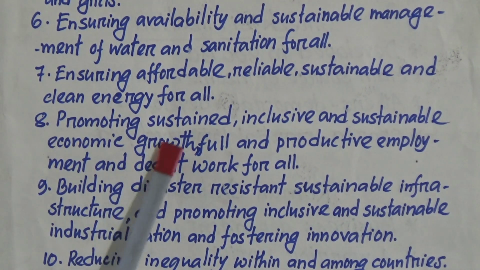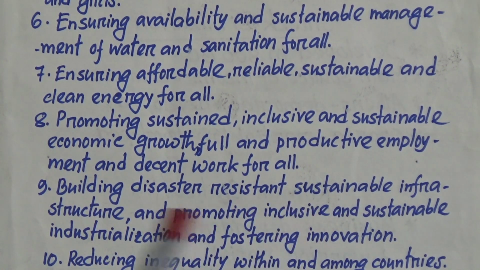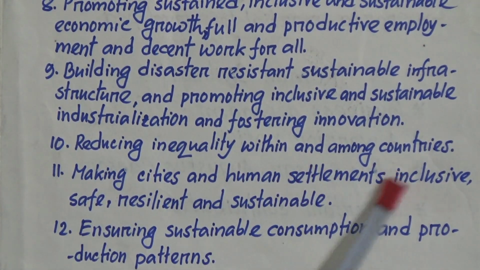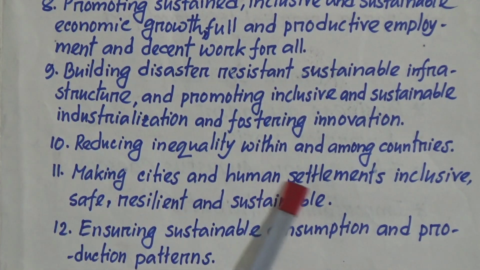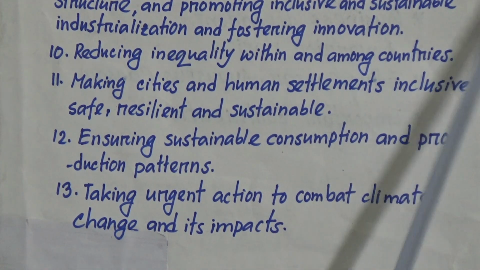Number 8, promoting sustained, inclusive and sustainable economic growth, full and productive employment and decent work for all. Number 9, building disaster resistant sustainable infrastructure and promoting inclusive and sustainable industrialization and fostering innovation. Number 10, reducing inequality within and among countries. Number 11, making cities and human settlement inclusive, safe, resilient and sustainable. Number 12, ensuring sustainable consumption and production patterns. Number 13, taking urgent action to combat climate change and its impact.